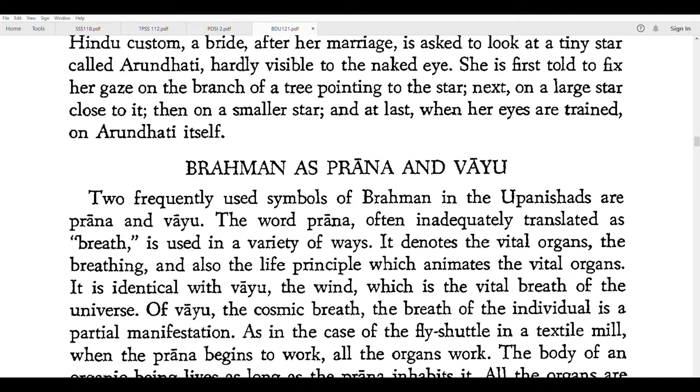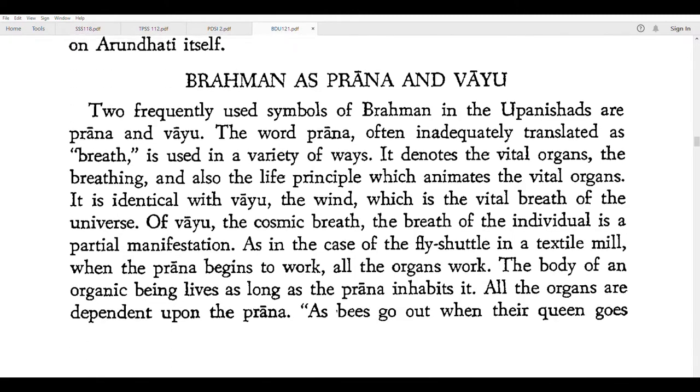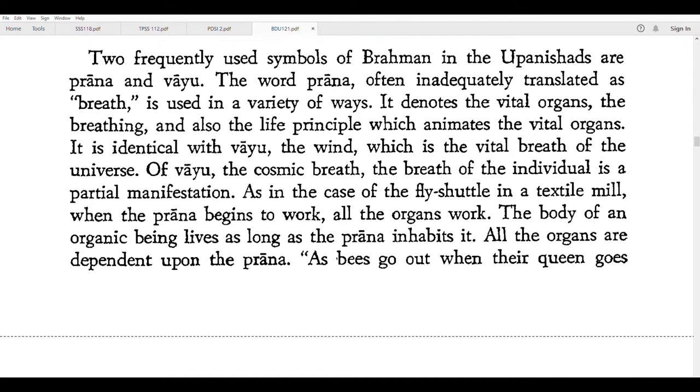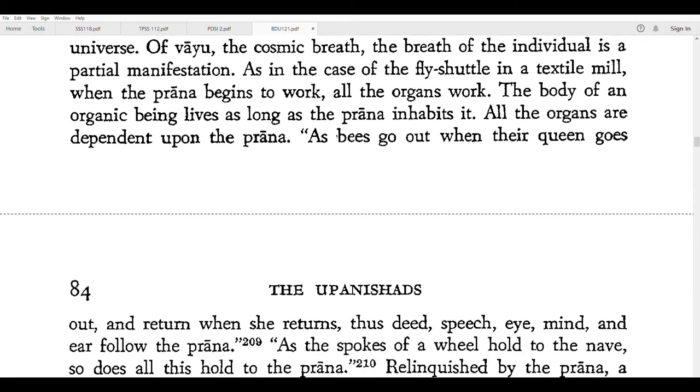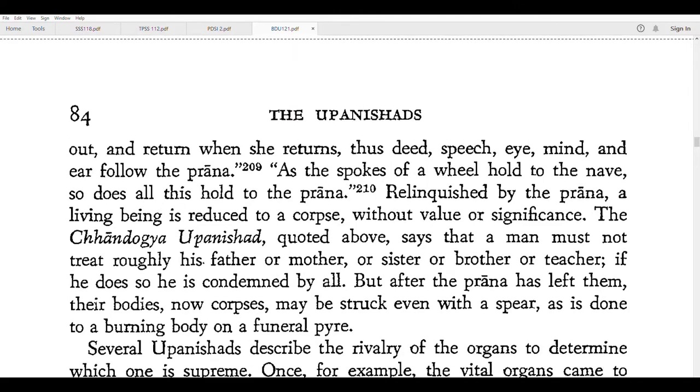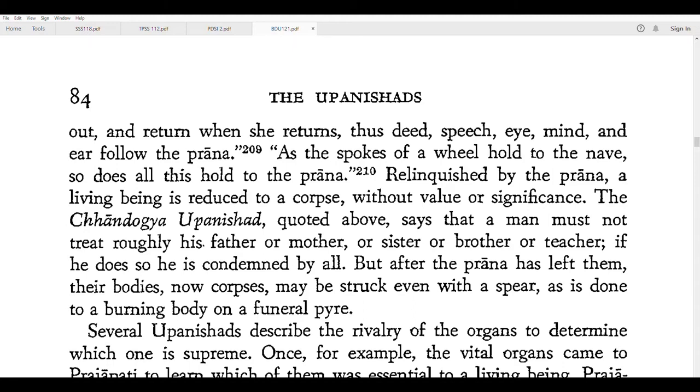Of Vayu, the cosmic breath, the breath of the individual is a partial manifestation, as in the case of the fly shuttle in a textile mill. When the prana begins to work, all the organs work. The body of an organic being lives as long as the prana inhabits it. All the organs are dependent upon the prana, as bees go out when their queen goes out, and return when she returns. Thus deed, speech, eye, mind, and ear follow the prana. As the spokes of a wheel hold to the nave, so does all this hold to the prana. Relinquished by the prana, a living being is reduced to a corpse without value or significance.